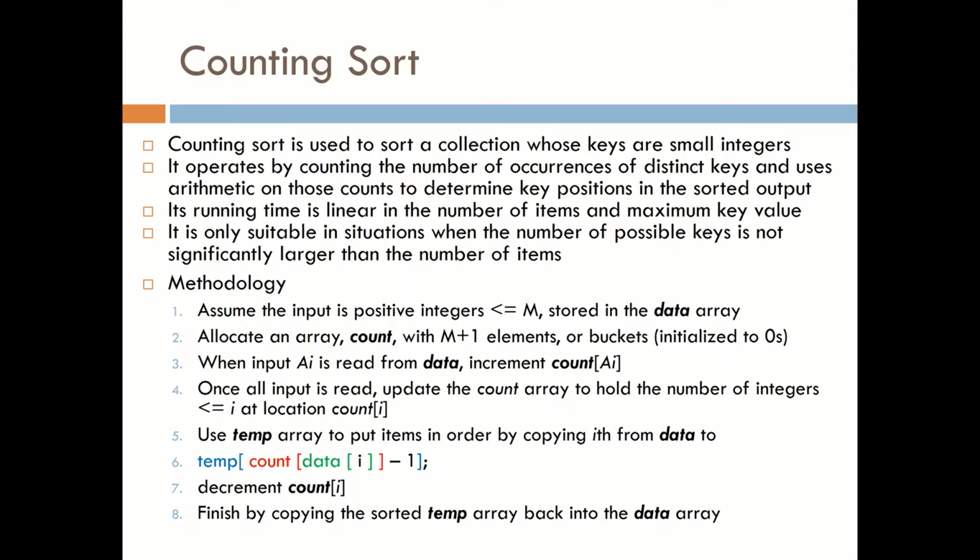So when we make the copy as shown there, we will place into temp at that index, which is a little bit cosmic to read, but the example should clear that up. So the index will come from the count index minus 1, and count is indexed by data I, and that will make more sense as we go over the example. And then finally, we'll copy everything over, and that'll be the end of the sorting routine.